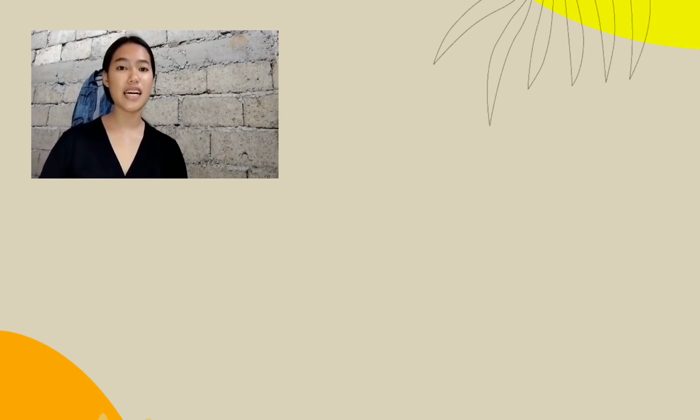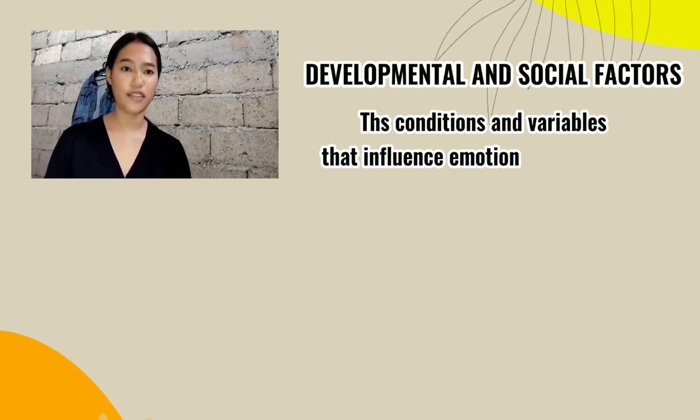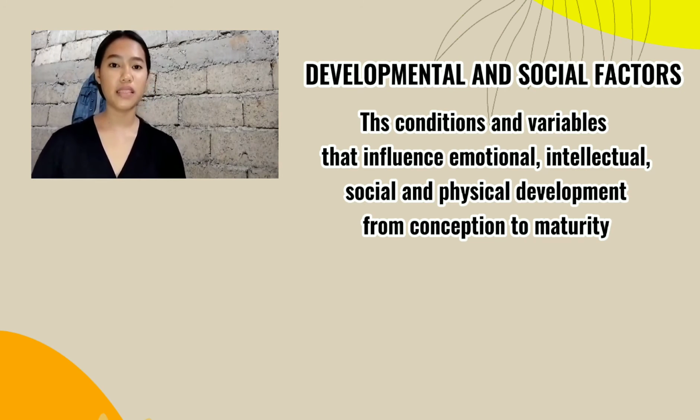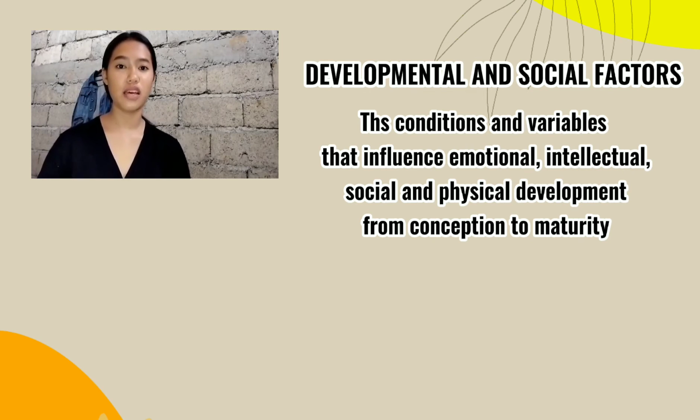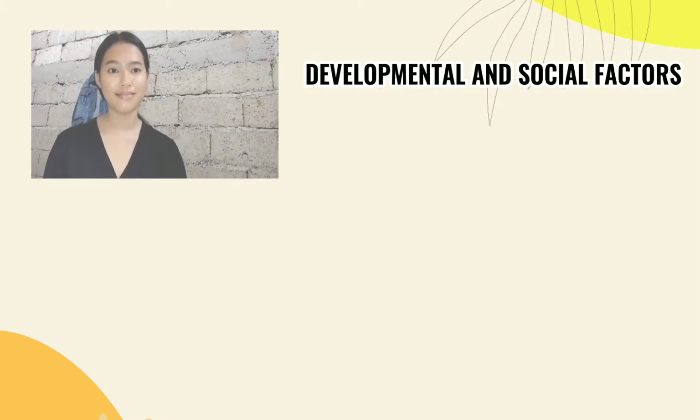The topic that I will discuss is all about developmental and social factors. What are developmental and social factors? The conditions and variables that influence emotional, intellectual, social, and physical development from conception to maturity. Examples include parental attitudes and stimulation, peer relationships, learning experiences, recreational activities, and hereditary predisposition.